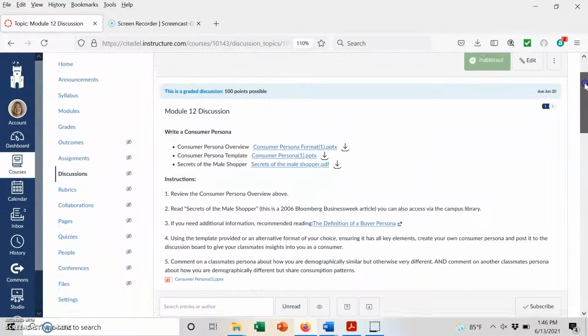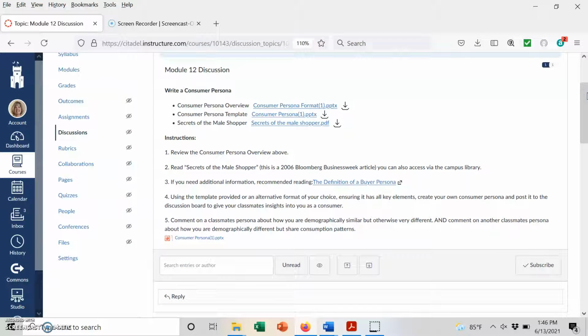And then the second assignment for module 12 is your discussion. So review the customer persona above. So you've got 3 different attachments. Read about the secret of the male shopper. You can read further. There's a link for you.